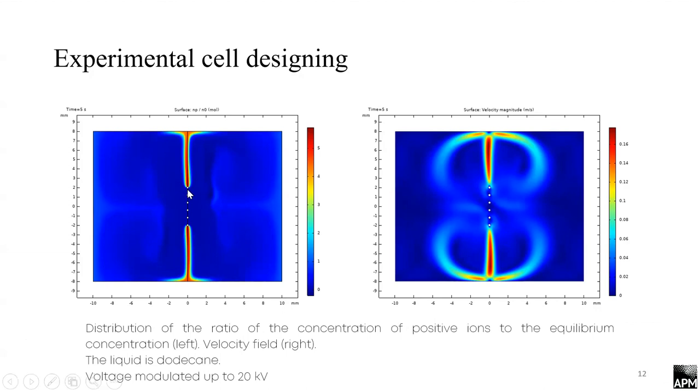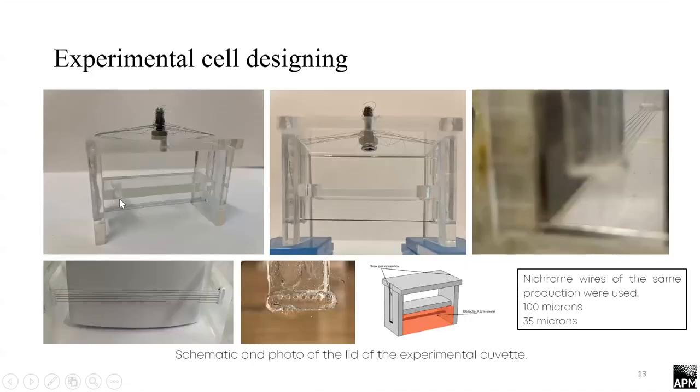Here you can see the cross section. We have here six wires and two planes. It is the simulation for ions and for velocity, and it gives a stable result. And here is the experimental setup. You can see here that it has six wires, and here is the zone where the EHD flow occurs.